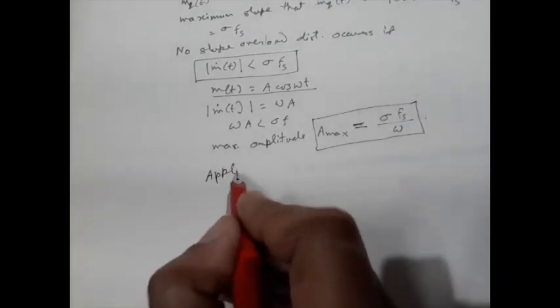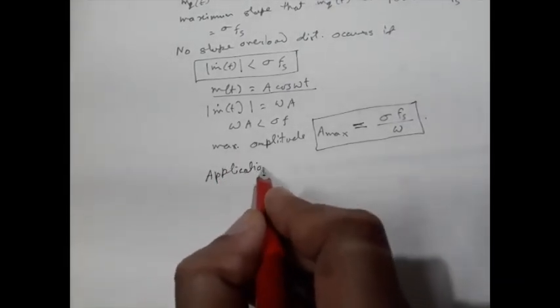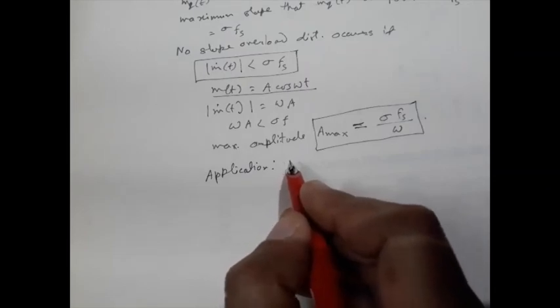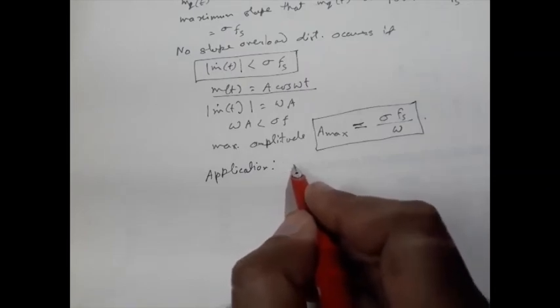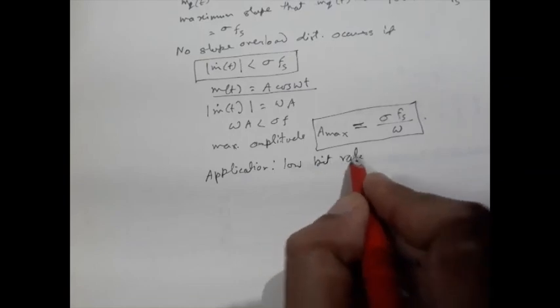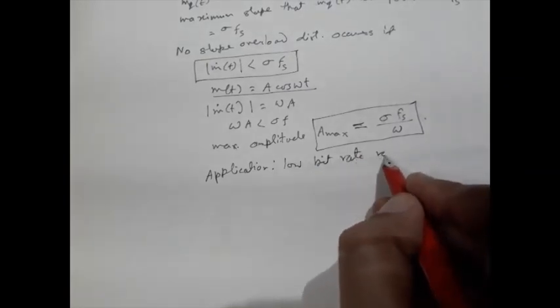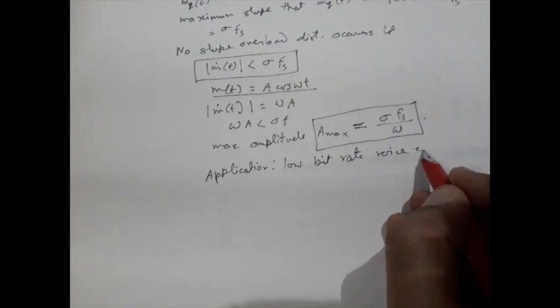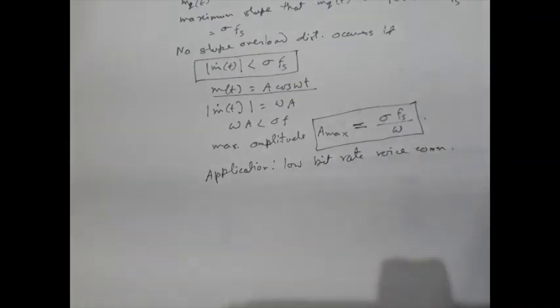Application of delta modulation: it may be suitable for low bit rate voice communication. Other applications may be there, but this is one of the major applications.